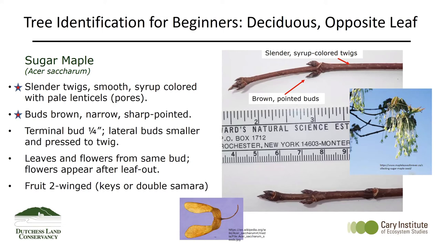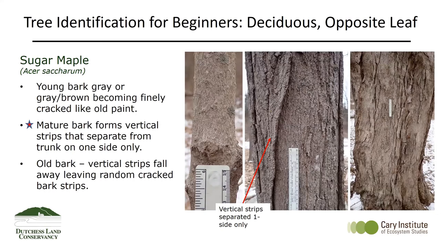We all recognize the fruit of sugar maple on the bottom of this slide with the two-winged key, also known as a double samara. Many of the maples have those, but the shapes are often quite different between different maples. Again, the bark of sugar maples can be used to tell them apart in the field. The young bark may look smooth, but often starts to look like cracked old paint as it gets larger.